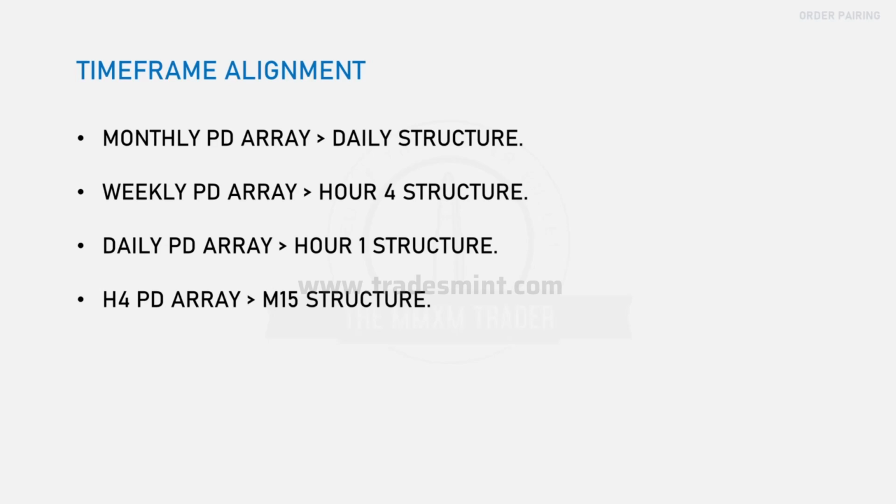So if you, for instance, are a swing trader, you're better off using a monthly or a weekly PD array and then utilizing the daily structure or a 4-hour structure. If you are more of an intraday trader, you're better off trading the daily PD arrays with a 1-hour structure. And if you're a scalper or a short-term trader, a 4-hour PD array and an M15 structure is good enough. So it depends on your personality.